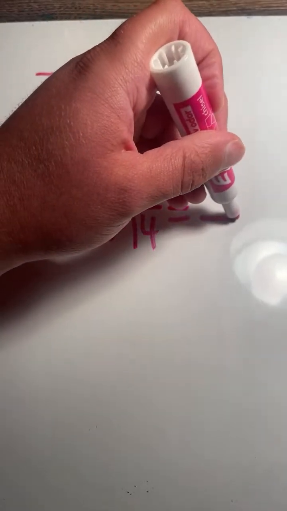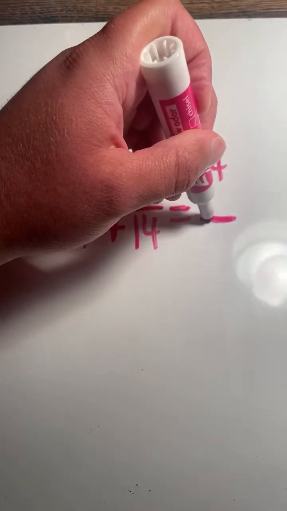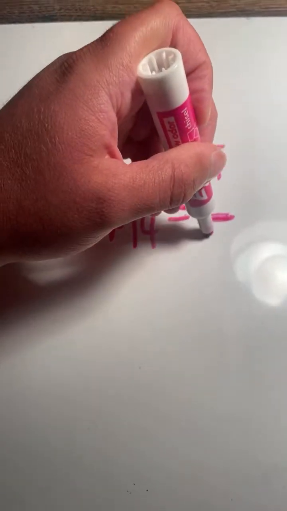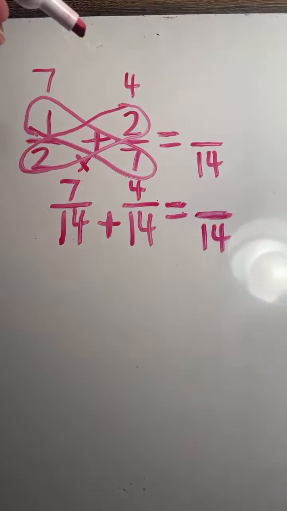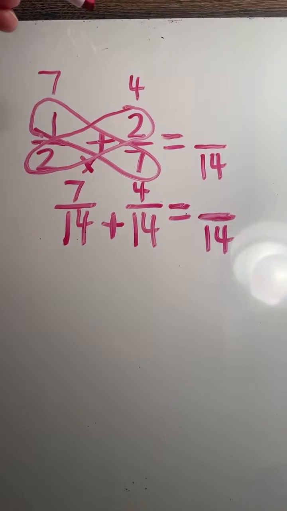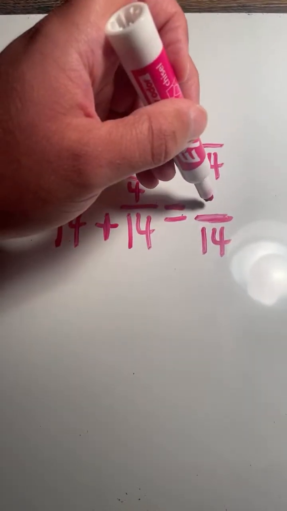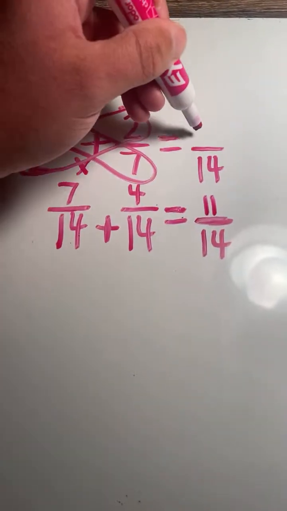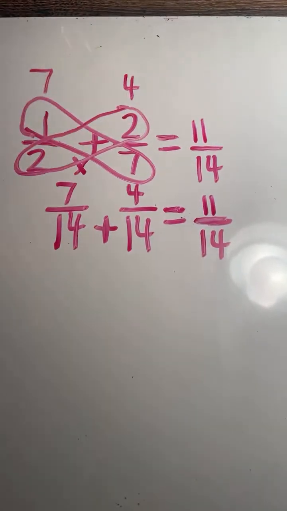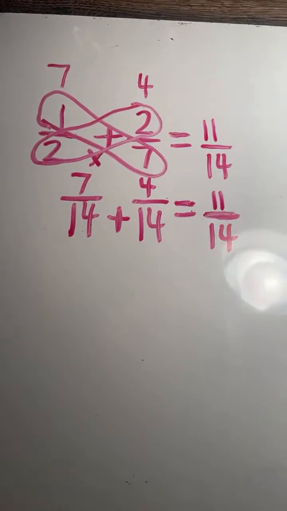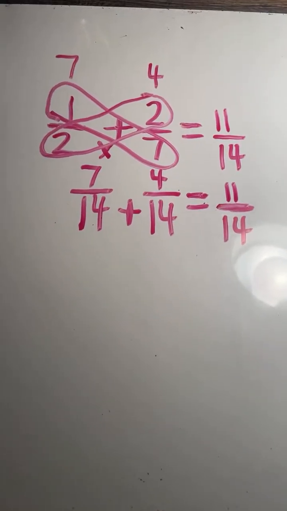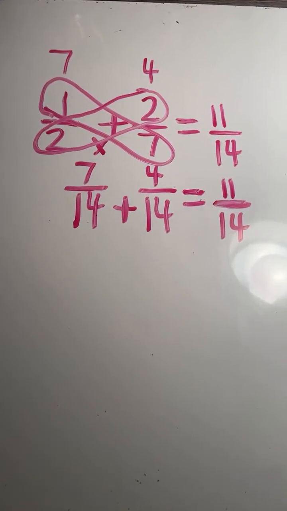Now that we have a common denominator, we can add our numerators and the denominator will stay the same. 7/14 plus 4/14 equals 11/14. So we have our final answer, 1/2 plus 2/7 equals 11/14.